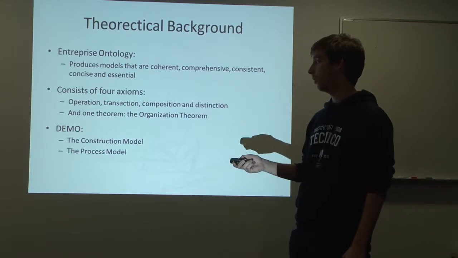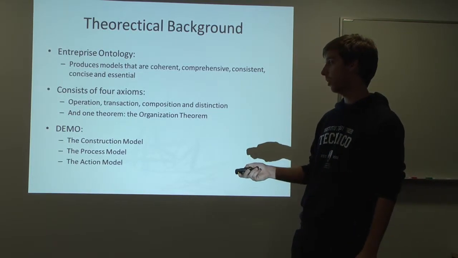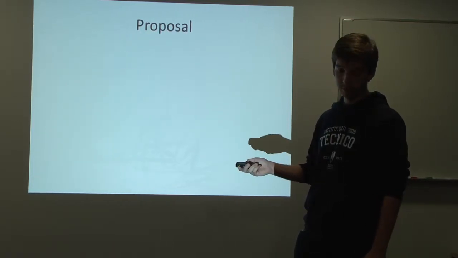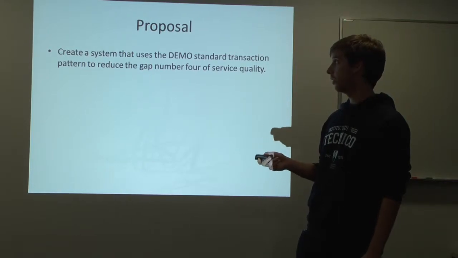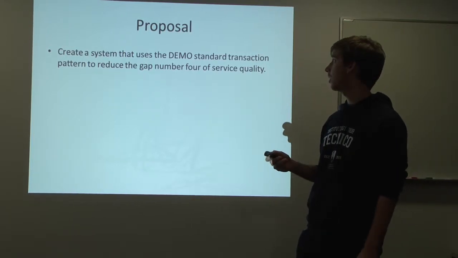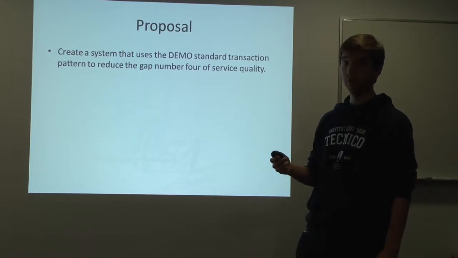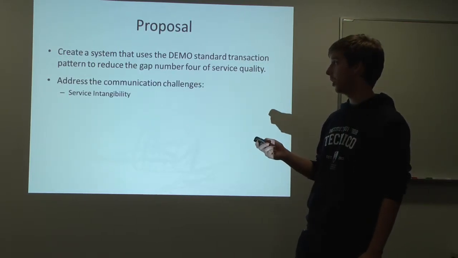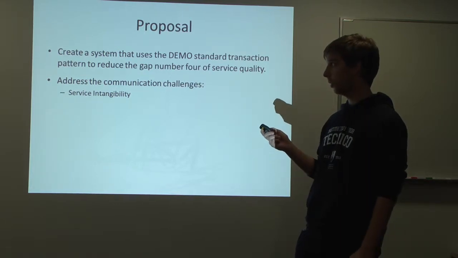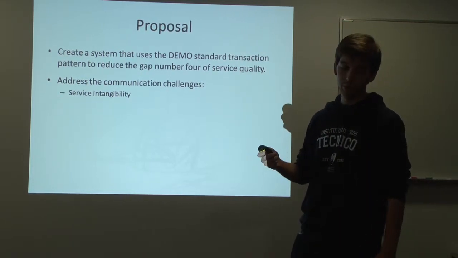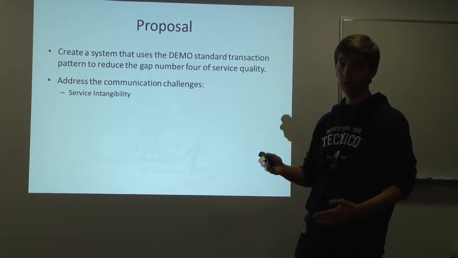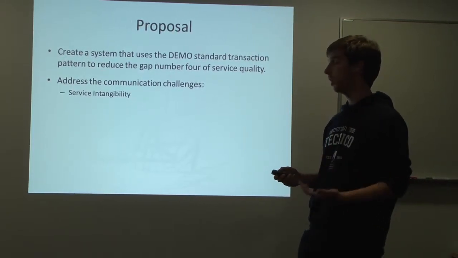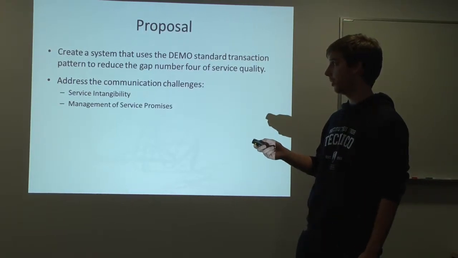It gives us 4 models: the construction model, the process model, the action model, and the state model. Our proposal will be to create a system that uses the DEMO standard transaction pattern to reduce gap number 4 of service quality, and to address the communication challenges. Service intelligibility: to reduce this, we propose to create a simple explanation of the service that can be understood by the customer and the provider.